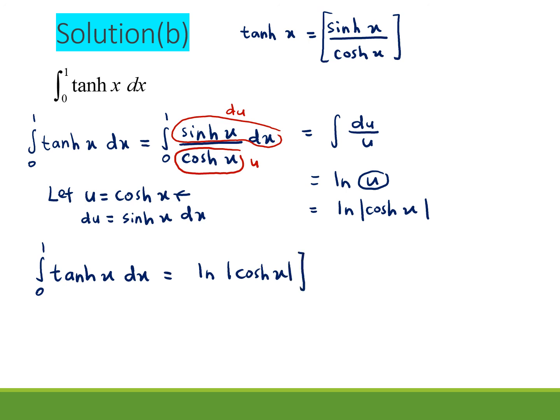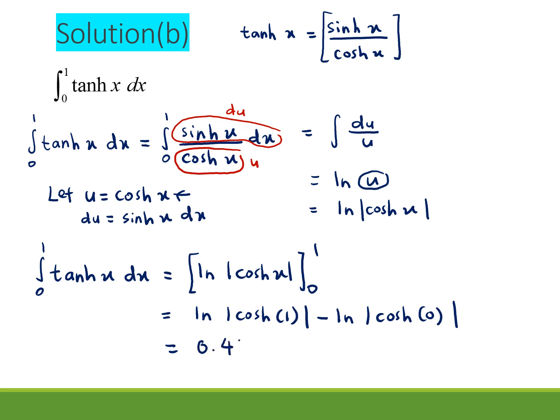Okay, now where the interval is from 0 up to 1. So we substitute x with 1 minus ln cos hyperbolic of 0. So by using a calculator, you will get the final answer, which is 0.4338.